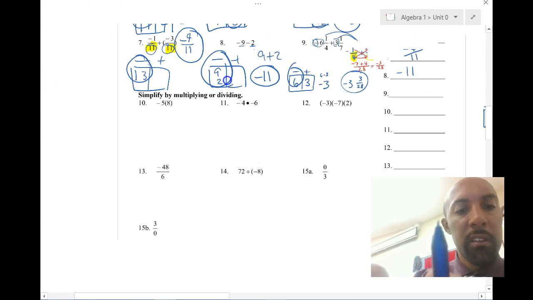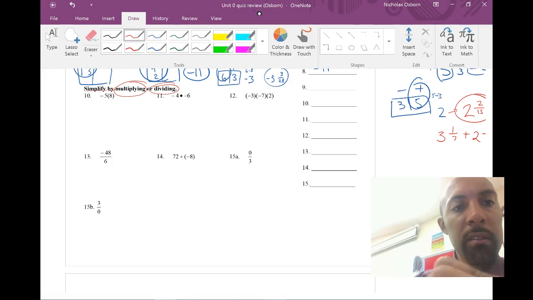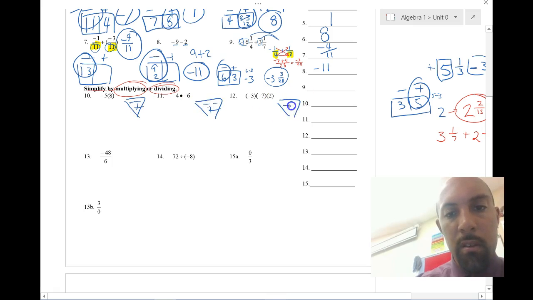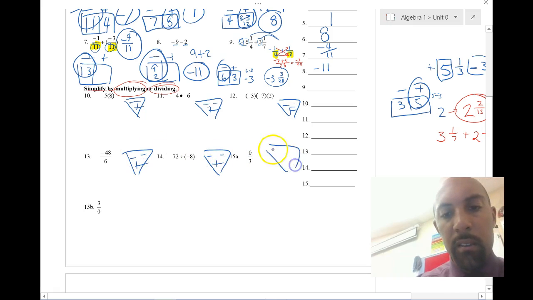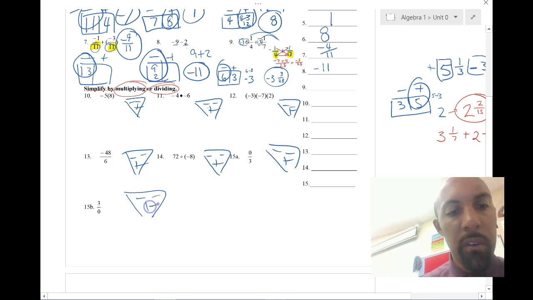Now this one says simplify by multiplying and dividing. Do we use the box? No, we don't use the box here. Here it's triangle. Triangle for all of these. And I'm sorry if the sound sounds really bad. I lost my microphone, so it might be a little muffled, but you'll still be able to hear me. Okay, so we're going to use triangle for all of these.